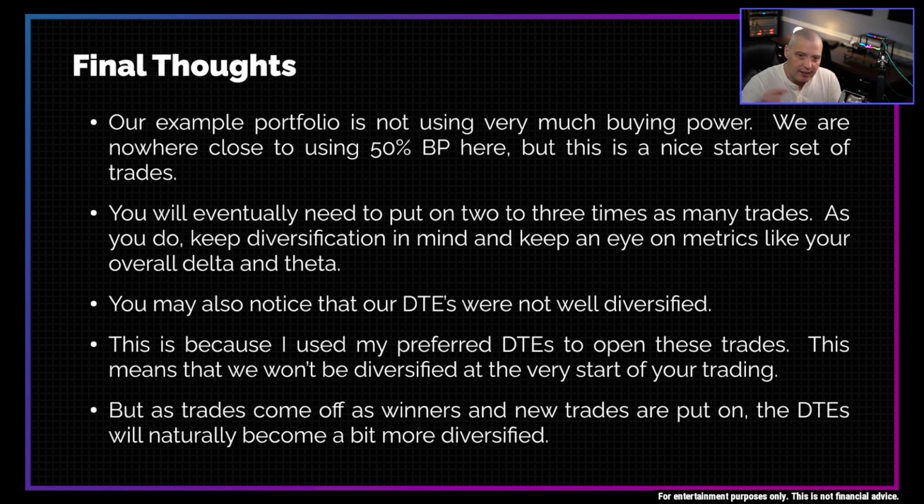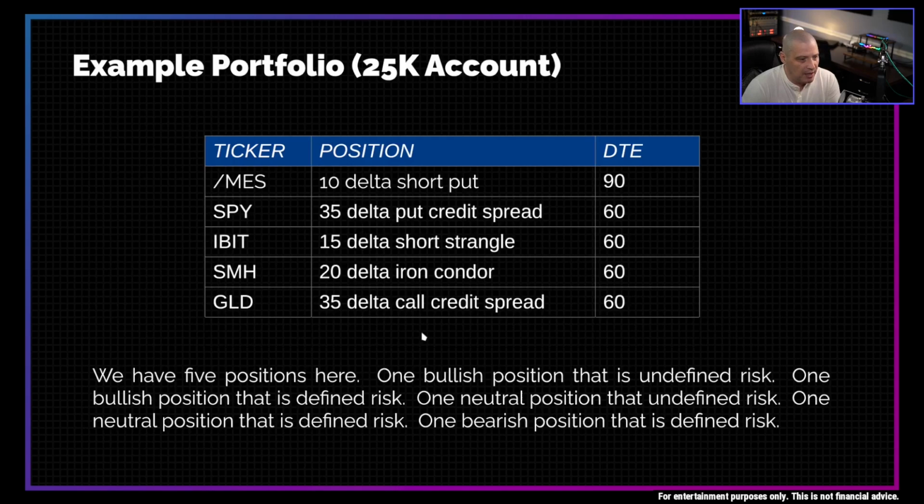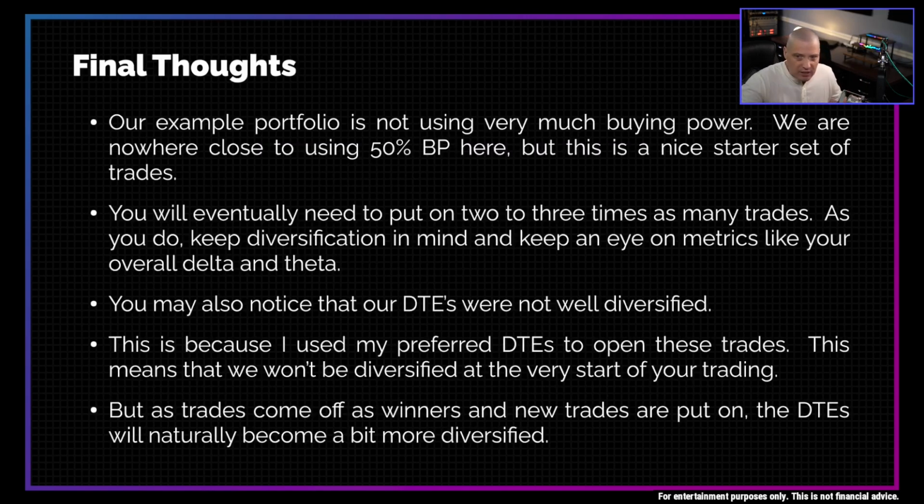Now, one thing to note is our example portfolio there wasn't using very much buying power. None of those trades took very much buying power. 4 of the 5, I don't think used more than just a few $100 worth of buying power. So the gold trade, the SMH trade, SPY and MES, none of these trades took more than probably $500-600 worth of buying power. The IBIT trade, because it's a naked short strangle, takes a little bit more buying power, but right now, last I checked, a strangle in IBIT takes around $1,200 worth of buying power. That's still a perfectly okay trade.